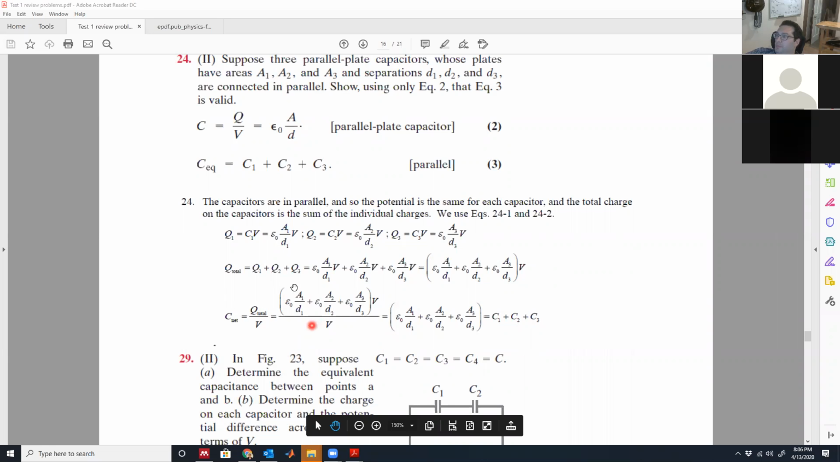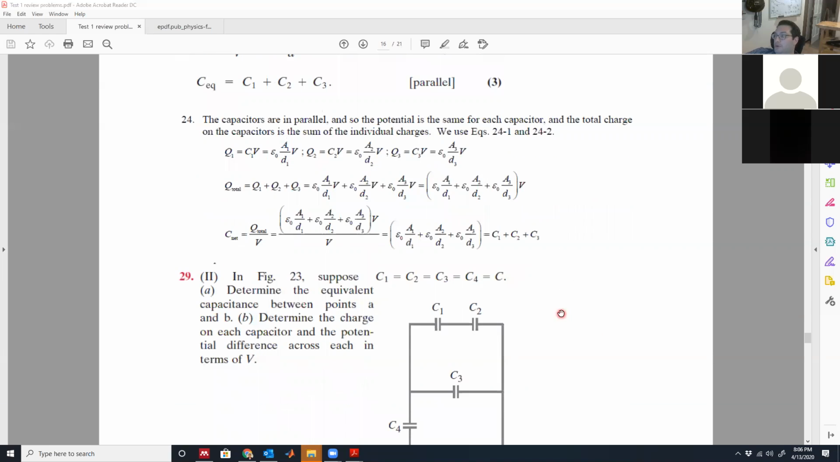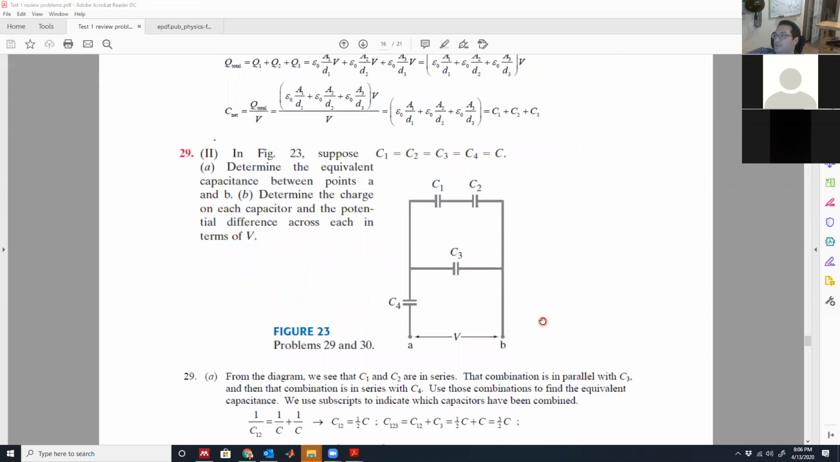So a lot of these problems, you just take the equation for capacitance, which is C is equal to Q over V, and you manipulate it in a certain way, right? And you also have to know the formula, how to calculate the capacitance for different geometries, right? And know the general rules on how to calculate the capacitance.